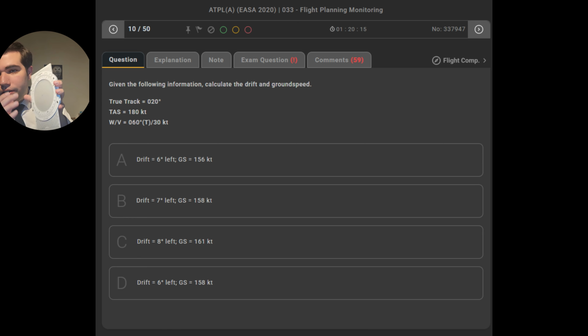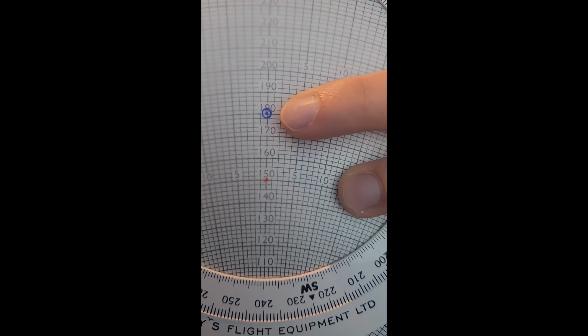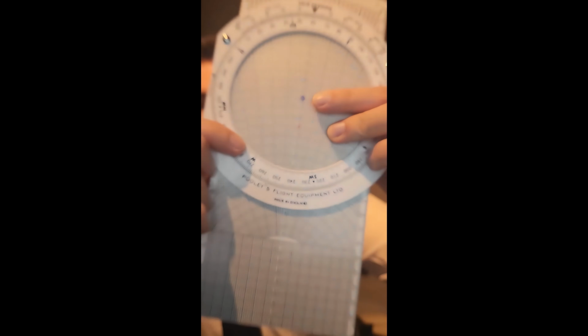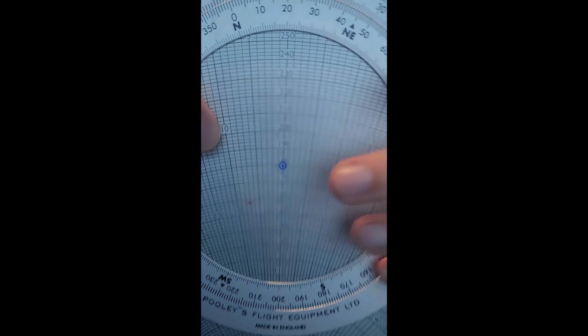I move my true airspeed to 180 and minus 30 makes 150. So I put a red dot on 150, as you can see. From then it's a little bit more simple. What you need to do is spin it to your true track. Our true track is 20. So if I set it, it will look like this.